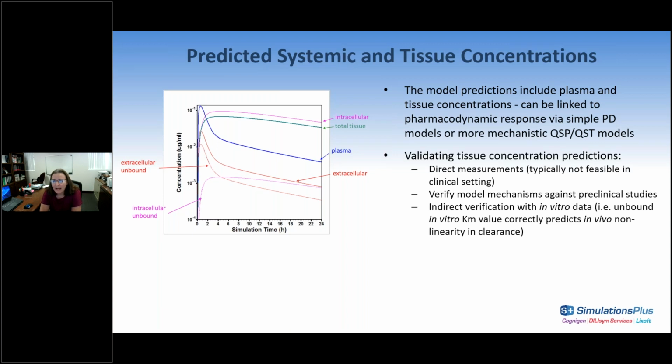So now you are probably asking yourself, well, how well can we trust those predicted tissue concentrations? And of course, the most robust validation would be by comparing these predicted concentrations with direct measurements of concentrations in the tissues. This is typically not feasible, especially in the clinical setting. So some other approximations or other strategies for validating or gaining more confidence in these predicted concentrations need to be employed. And one of those might be using preclinical studies.